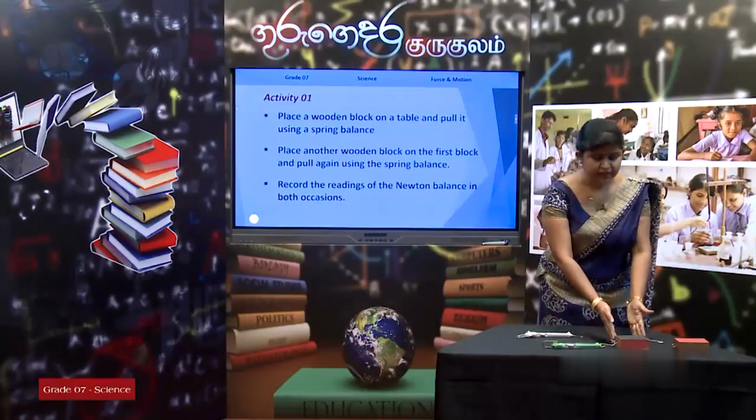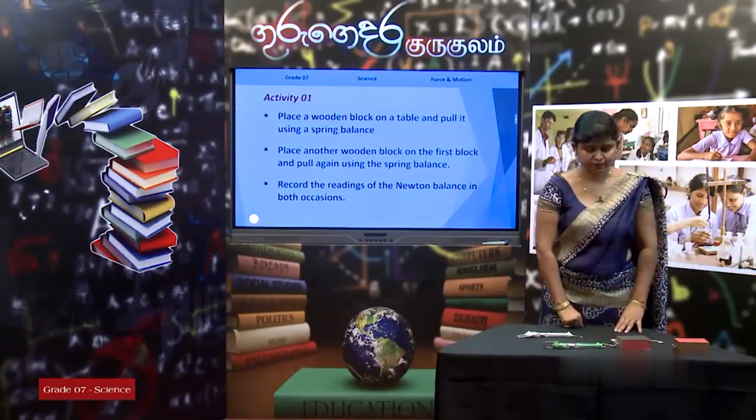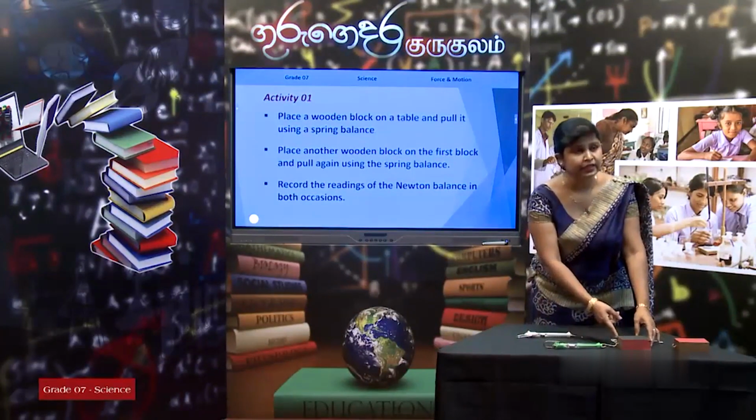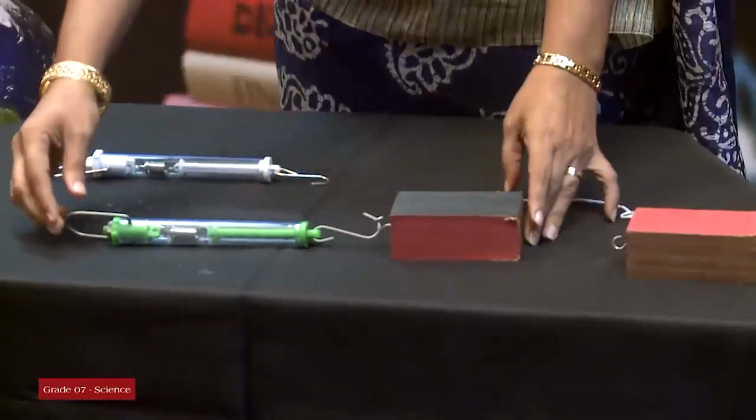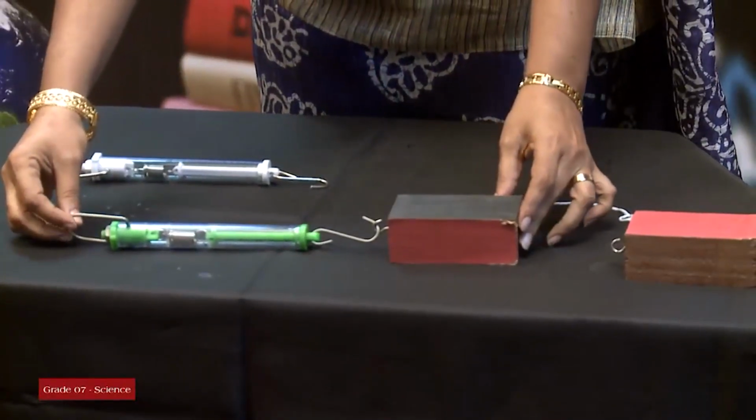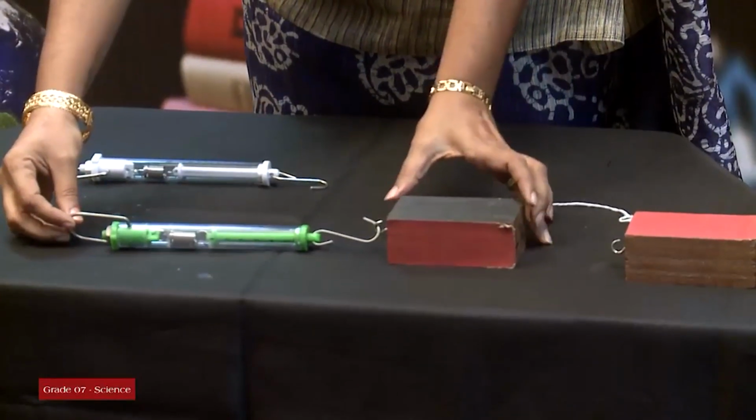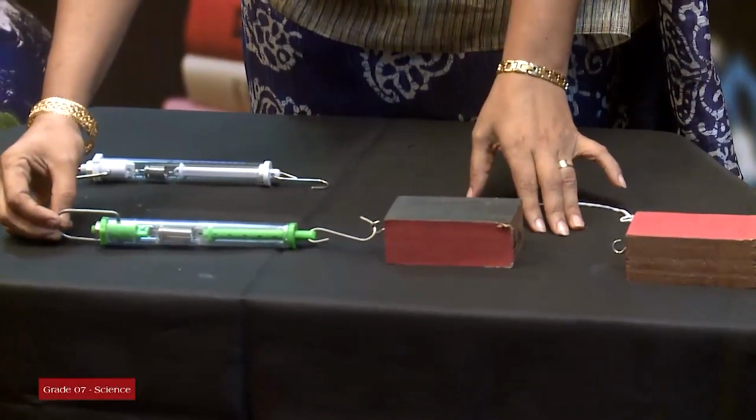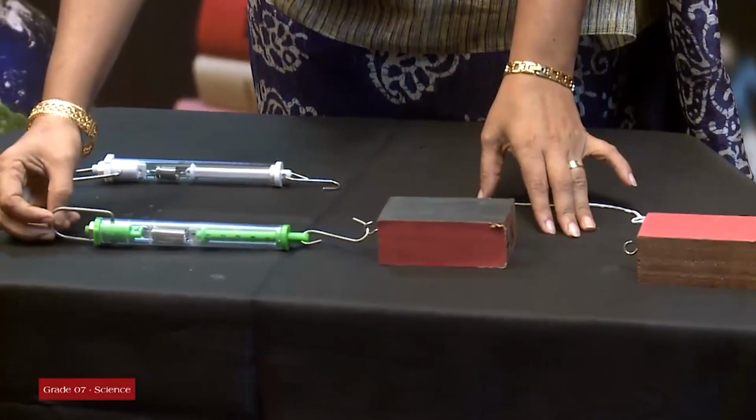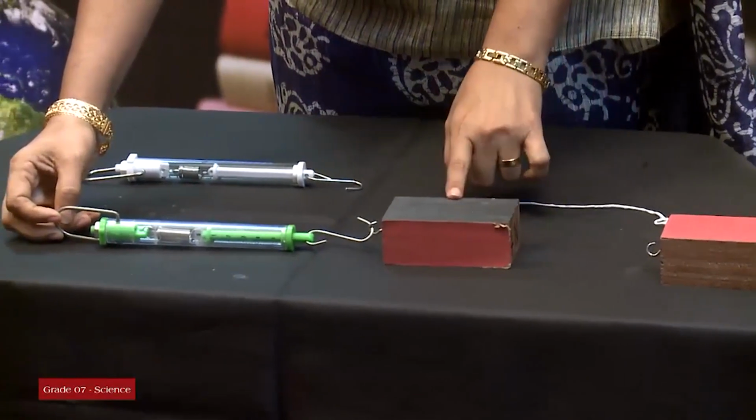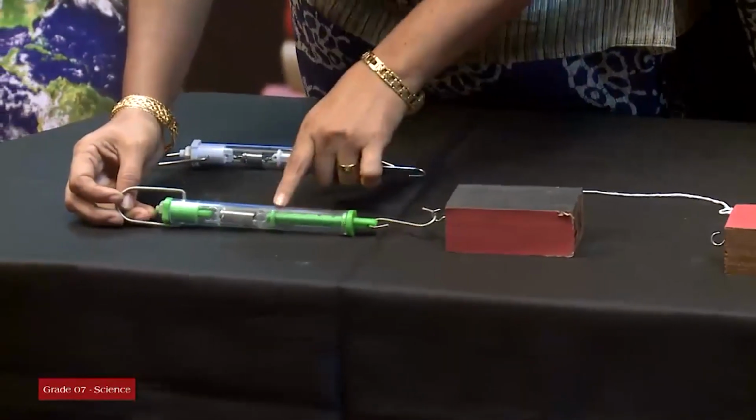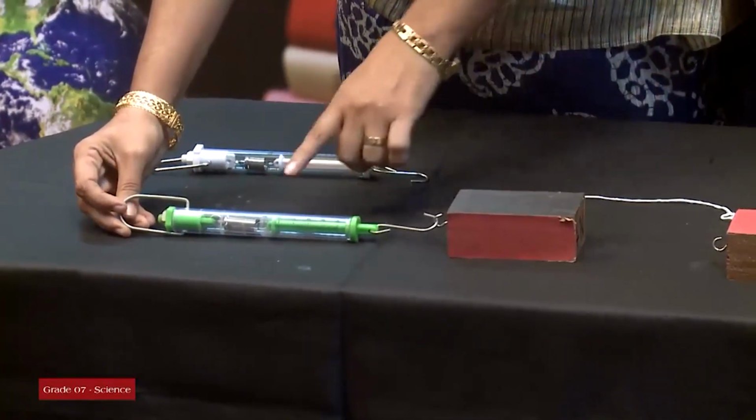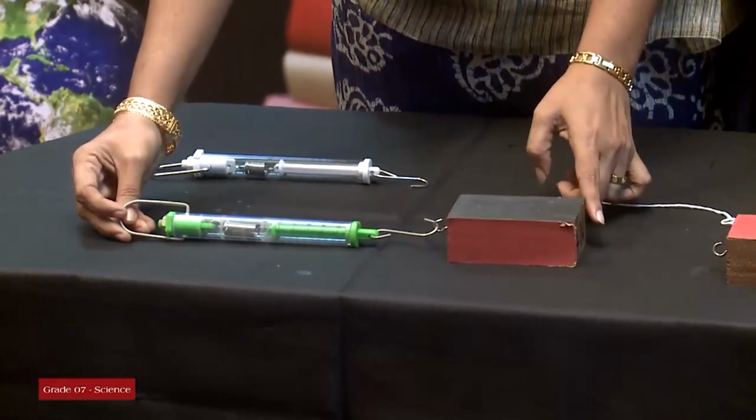My dear children, this is a wooden block. Then you can see that the spring balance is connected to the wooden block in this way. Now, I am going to pull the wooden block using the spring balance. The wooden block is moving. Then you can observe that the reading is 0.5 Newton.